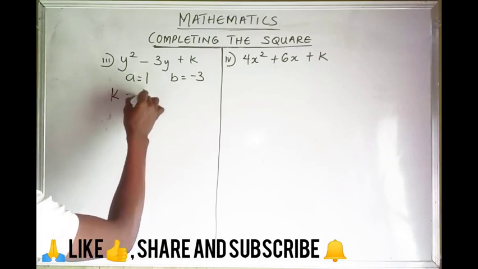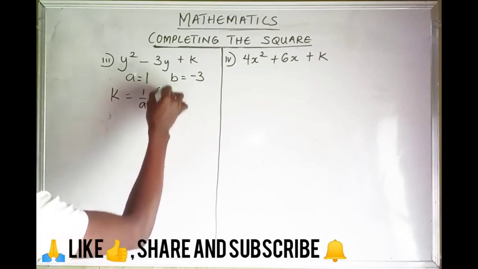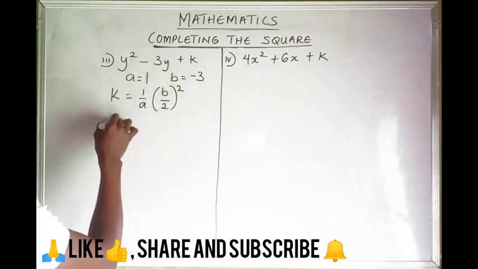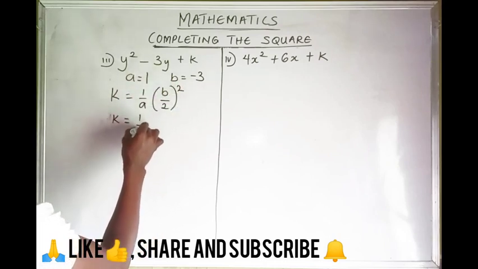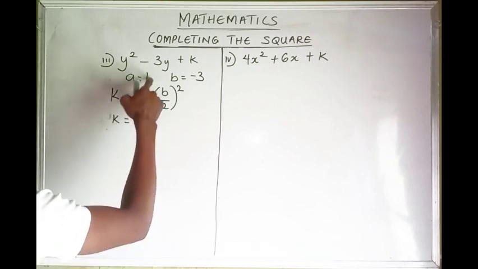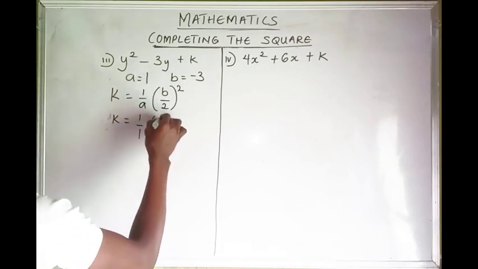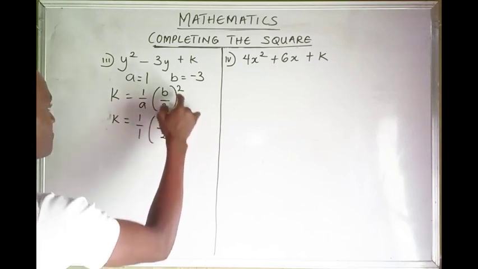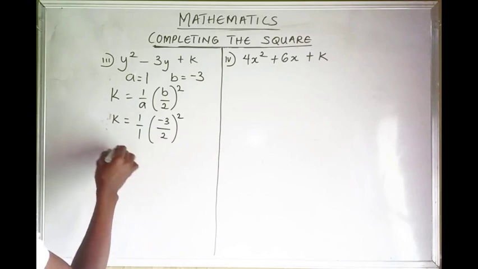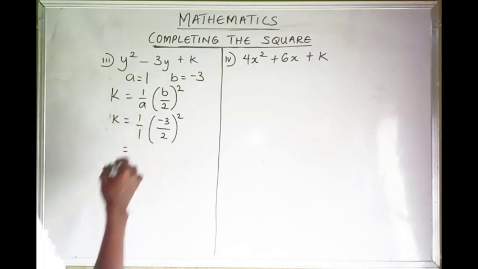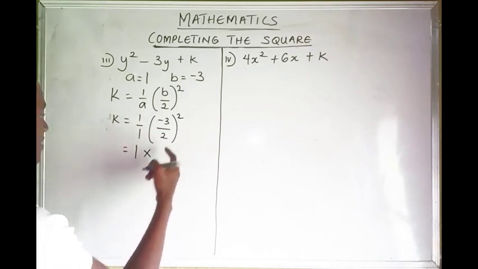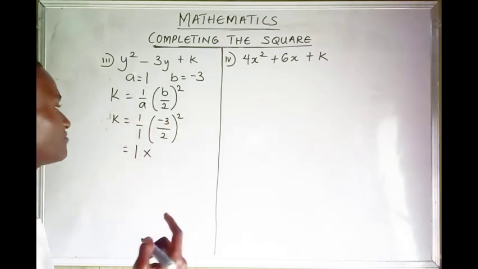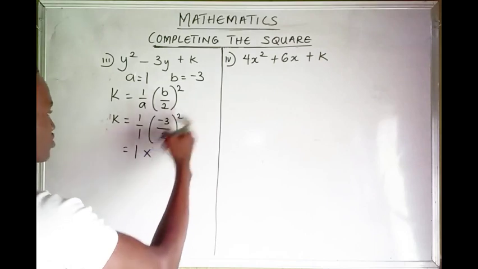Remember that we said k is equal to 1 over a, bracket b over 2 to the power of 2. Then we are saying k is equal to 1 divided by 1 because a is 1, then multiplied by the negative of 3 divided by 2, then to the power of 2. Now, what is 1 divided by 1? That is 1 multiplied by, we don't have to divide this one by 2 because that will give us a decimal fraction. We can just square it.